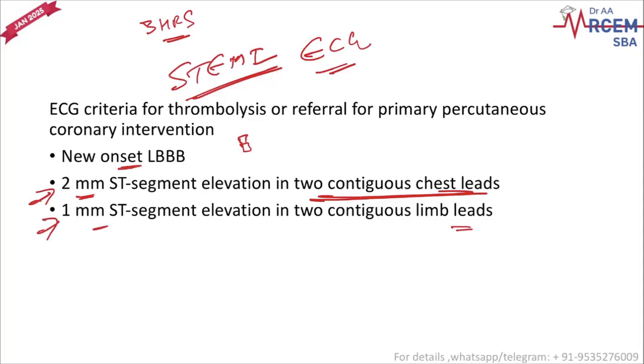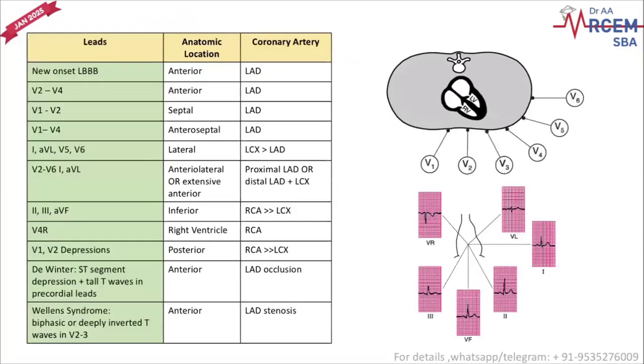If there is a new onset, and new is the important word, not a known case of left bundle branch block, a new onset of left bundle branch block, then you can also consider it as an ST segment myocardial infarction. Depending on which leads are involved, you can predict which part of the heart is getting infarcted.